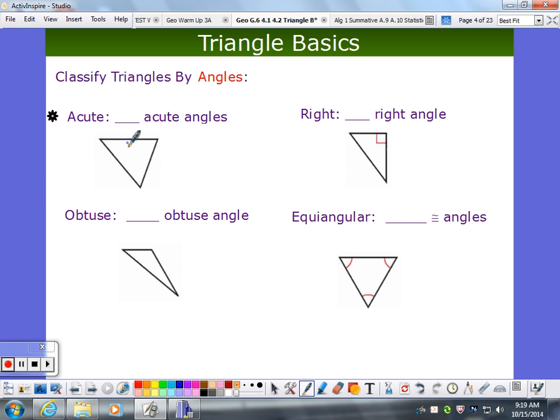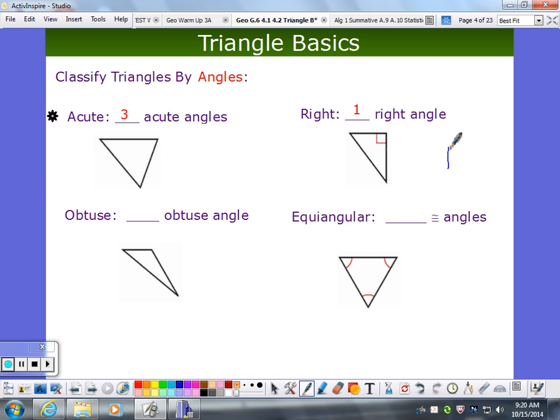Acute triangles have how many acute angles? What's an acute angle? Let's answer that question first. Amy? It is a little angle that has less than 90 degrees. So how many acute angles are in an acute triangle? 3, right? Yes, ma'am. I was just about to answer the question. So 3. A right triangle has how many right angles? Amanda? 1. Can it have more than 1 right angle?